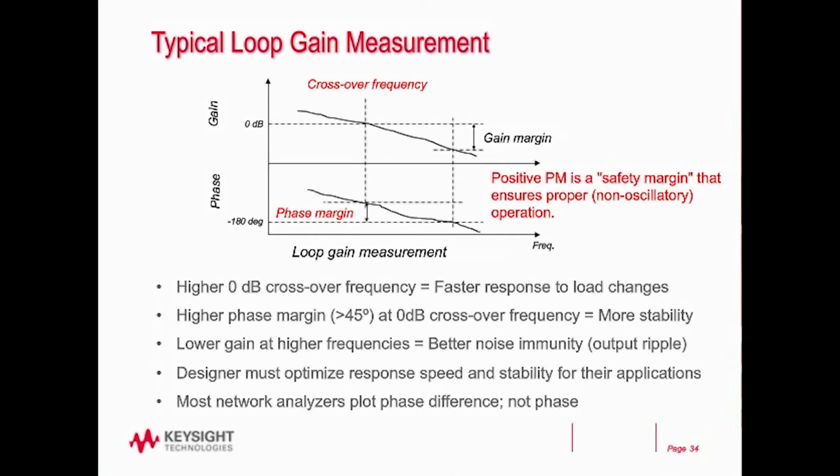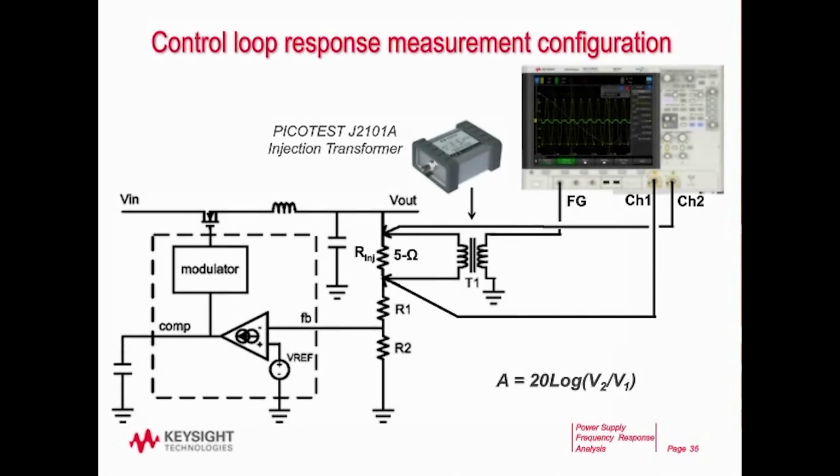And so these are things that you as a power supply designer must optimize for what your design criteria is. And the last point I got there on the bullet, here you see the plot plotting the phase. Most network analyzers, not all, will plot the phase margin. So they go ahead and plot the difference for a closed loop measurement. So let's take a look at another schematic of how we're going to make the measurement using the scope.